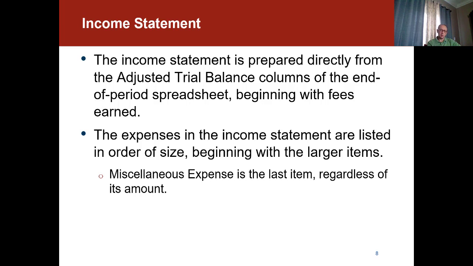The expenses on the other side in the income statement are listed in order of size beginning with the larger items. Miscellaneous expenses is the last item regardless of its amount. So whatever the value is, it's going to be the last in the list because it's miscellaneous. And one thing you'll notice is in most cases, it's also the smallest value.